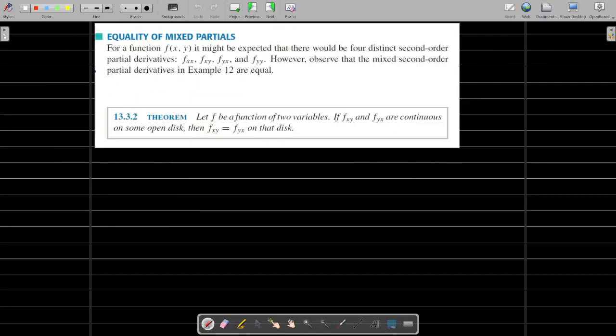Now this is the theorem that I was talking about. Let f be a function of two variables. If f_xy and f_yx are continuous on some open disk, then f_xy is equal to f_yx on that disk. So for continuous functions, these two mixed partials will be equal.